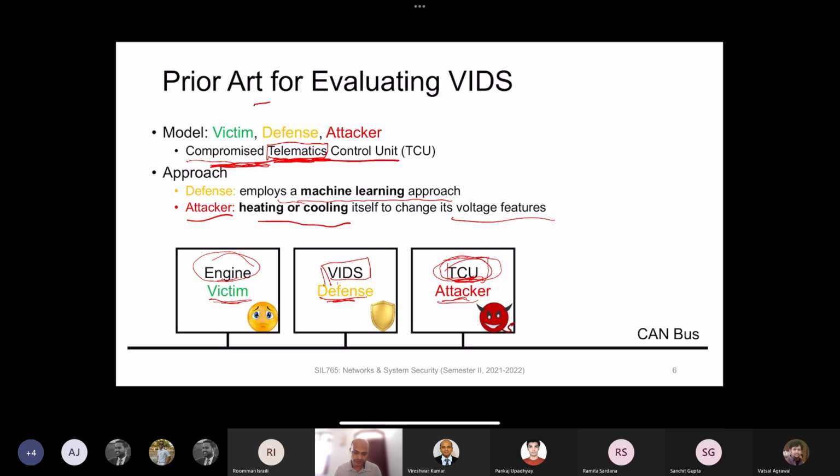And therefore these voltage-based intrusion detection systems work with more than 99% accuracy in detecting attacks, because for the attacker, there is no way to change its voltage features. Okay, so is this conventional model of detecting attacks clear to everyone?